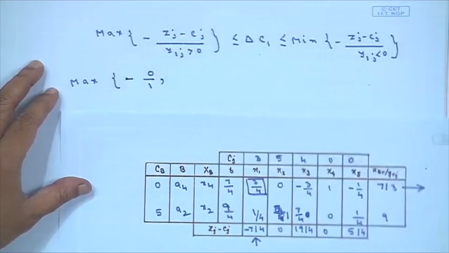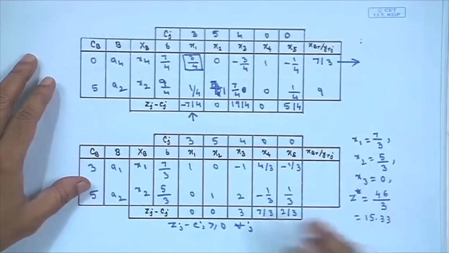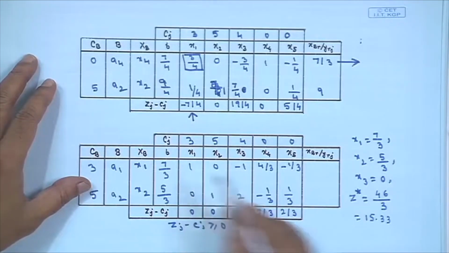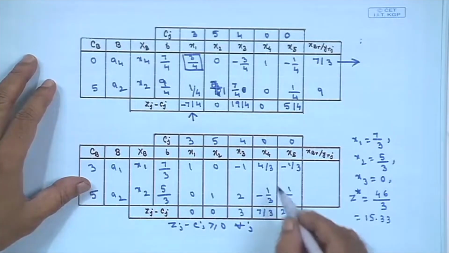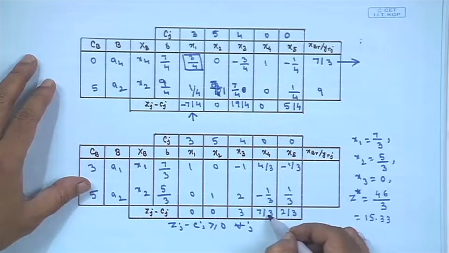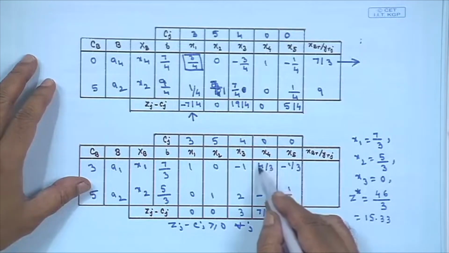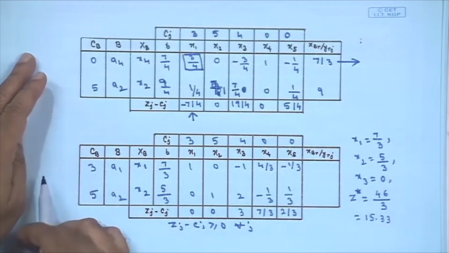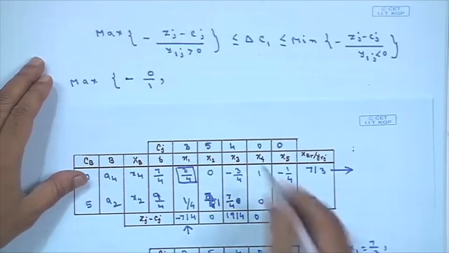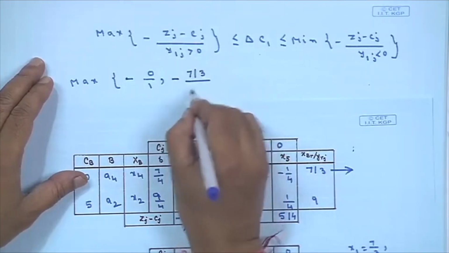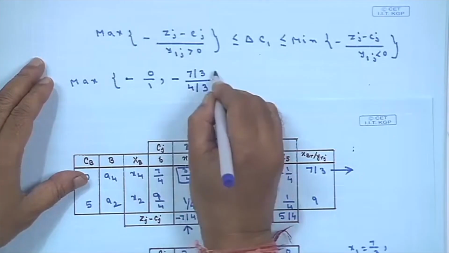From where are you getting 0 by 1? From here only you are getting this 0 value divided by 1, and there will be another one where the value of yj is positive. For this positive value, zj minus cj is 7 by 3 and this yj value is positive, greater than 0. So, therefore, the other one will be minus 7 by 3 divided by 4 by 3.